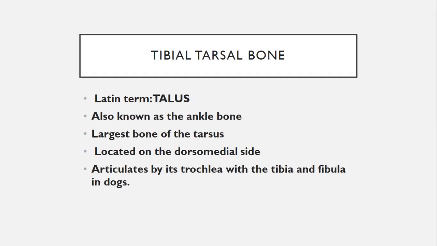So the tibial tarsal bone, we have the talus, also known as the ankle bone, and this is the largest of the tarsus. It is dorsomedially located, and it articulates with the trochlea with the tibia and fibula in dogs.